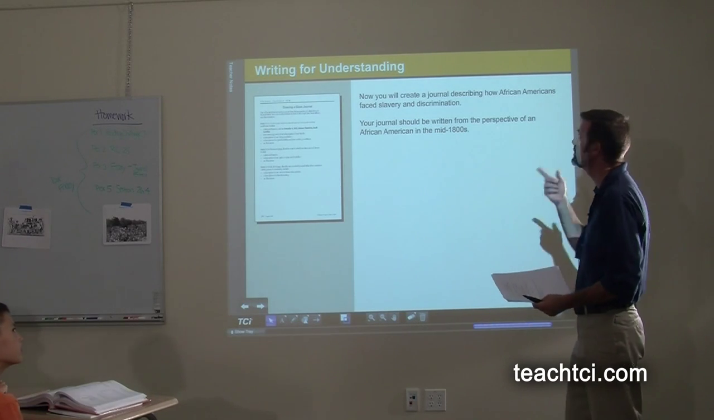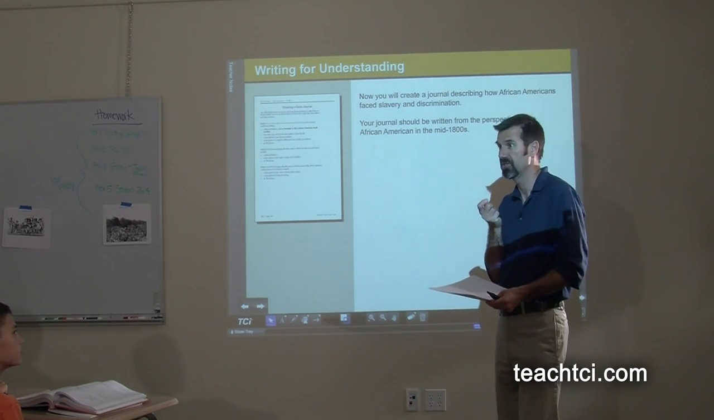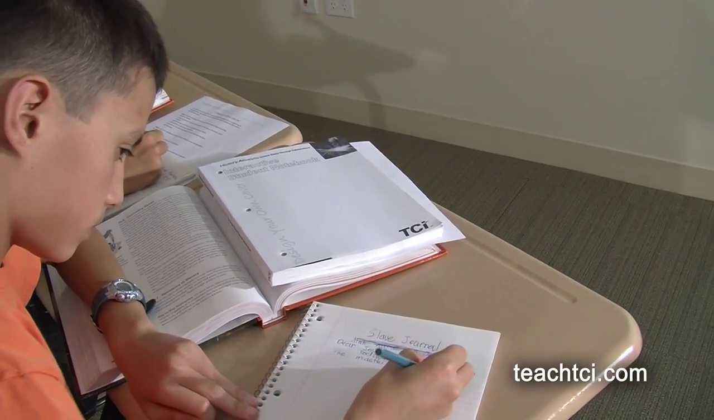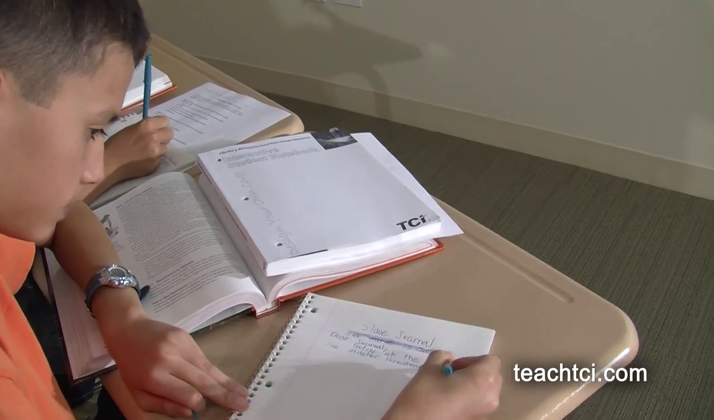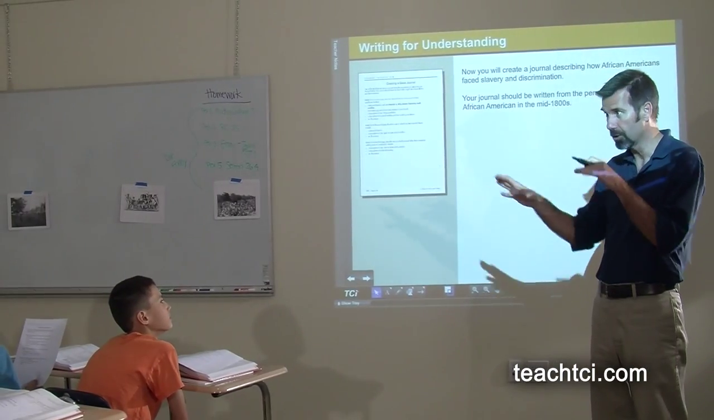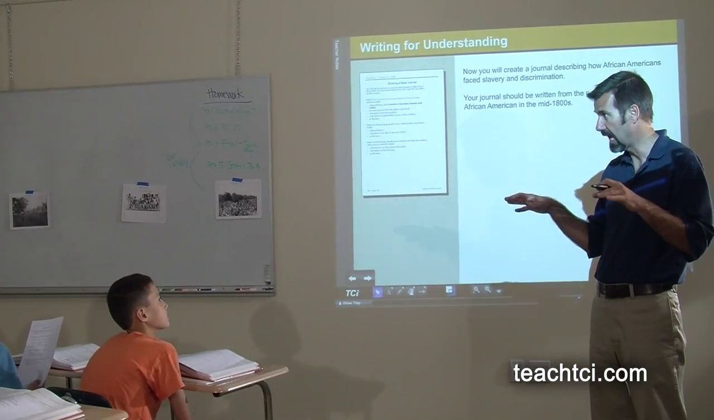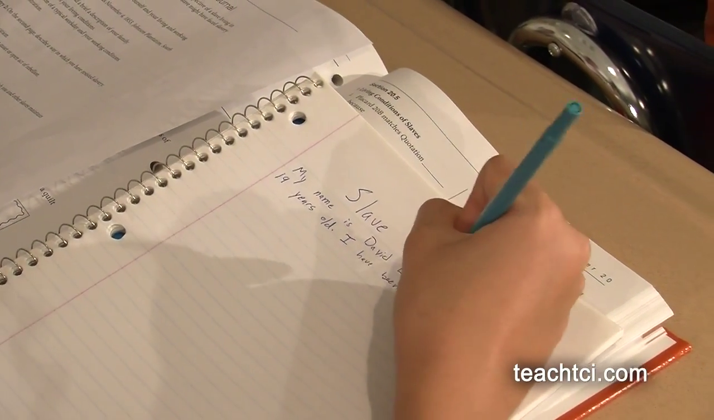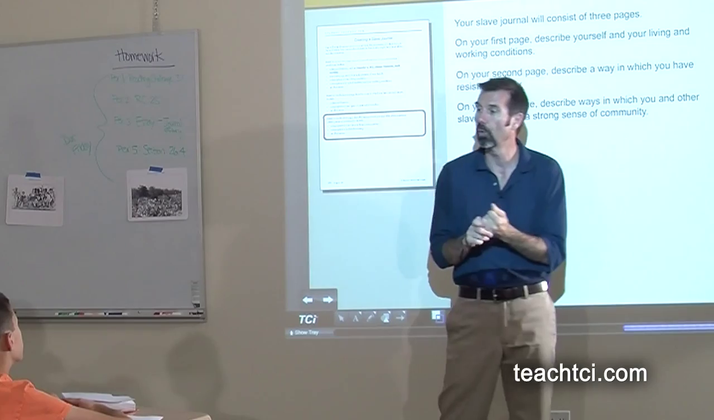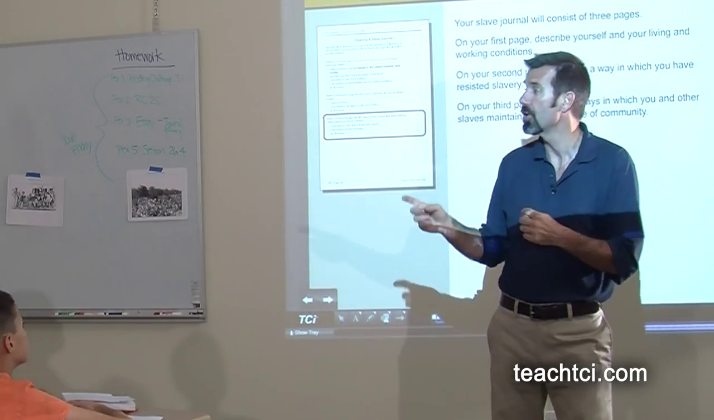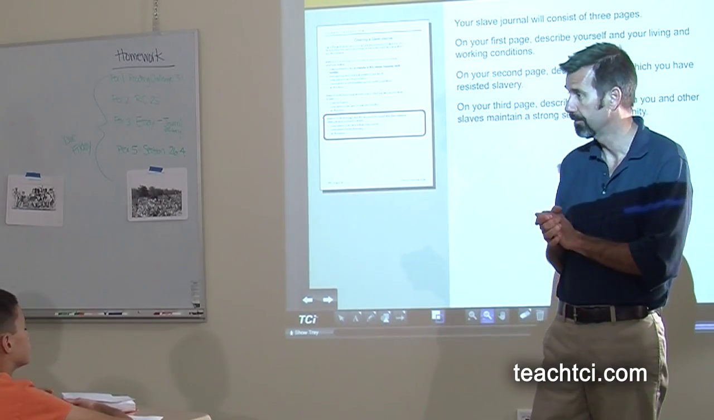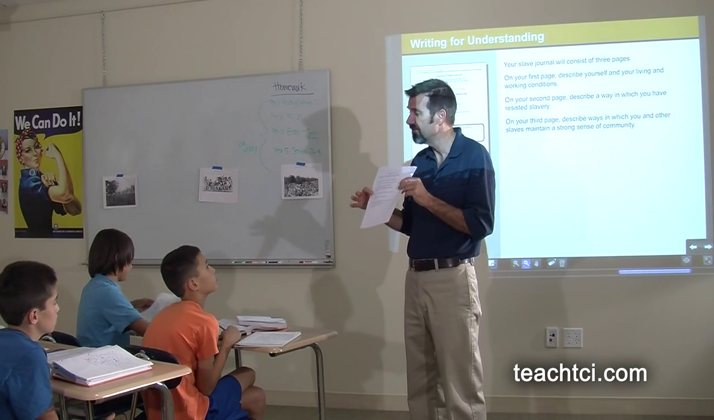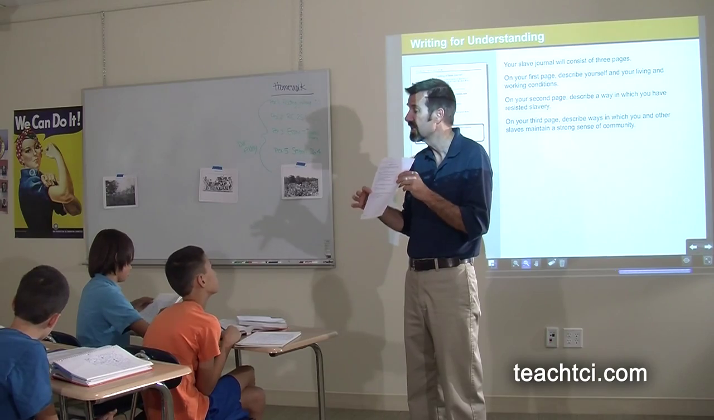Okay, everybody, now you're going to create that journal that we discussed at the very beginning of the lesson, and it should be written from the perspective as if you were an enslaved African American, okay? So you're no longer a student here in class. You are going back in time to take on that role. So this is how it's going to work. You're going to take turns reading your journal to each other. I want you to listen for the bulleted items to see if they have the required pieces in that page of their journal.